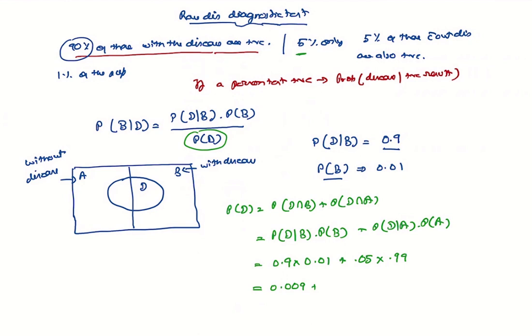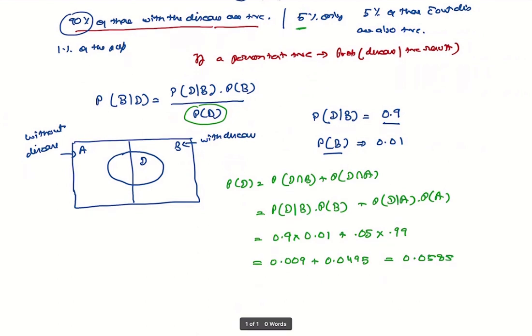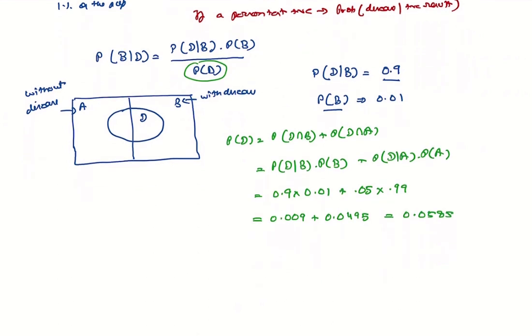So this all comes out to 0.009 plus 0.0495, which comes out to be 0.0585. Then putting this into the formula, the probability of disease B given positive test is 0.009 divided by 0.0585. This comes out to be 0.154 or 15%.